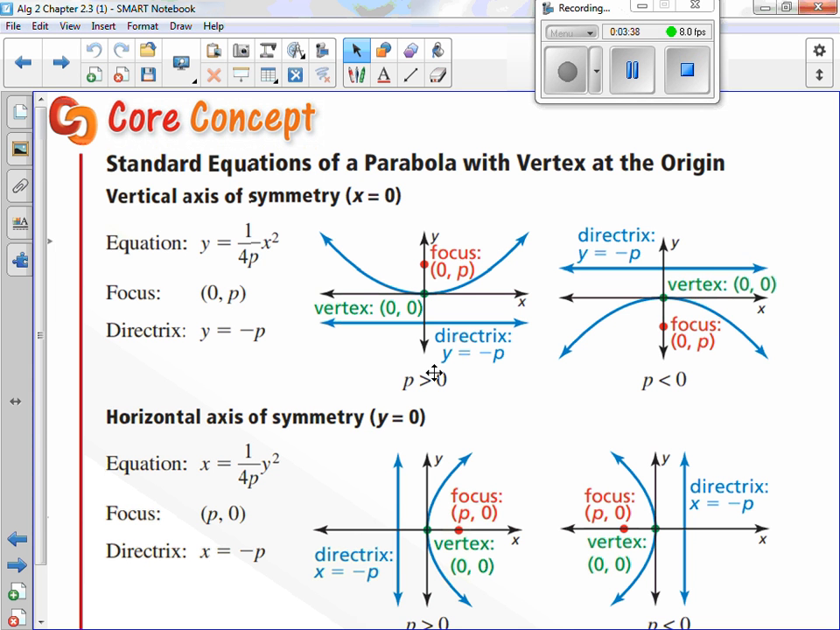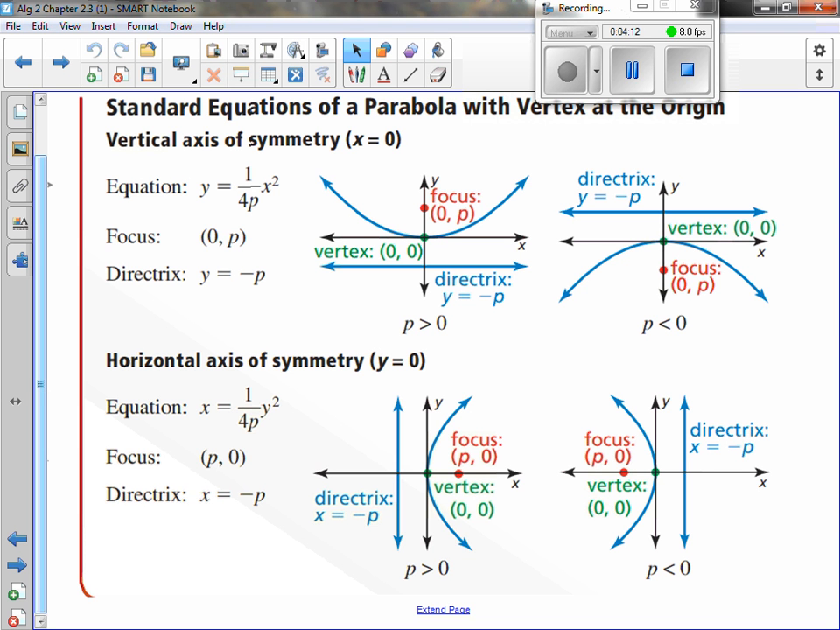Now our other one is x equals 1 over 4p y squared. Our focus is p, comma, 0. Our directrix is x is equal to negative p. P is greater than 0, it's to the right. P is less than 0, it opens to the left. And we see it's really all of these equations and how we interpret them and look at them is based off of p, isn't it? Because that's where all the information comes from.